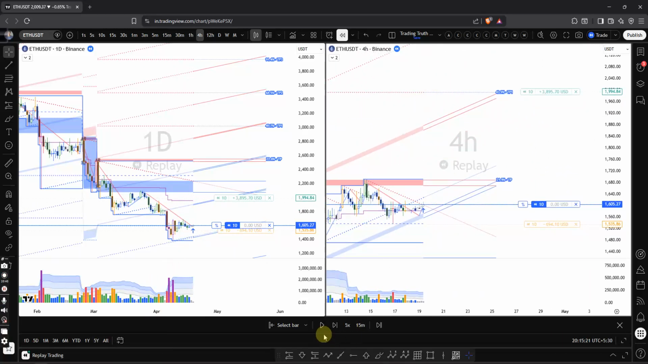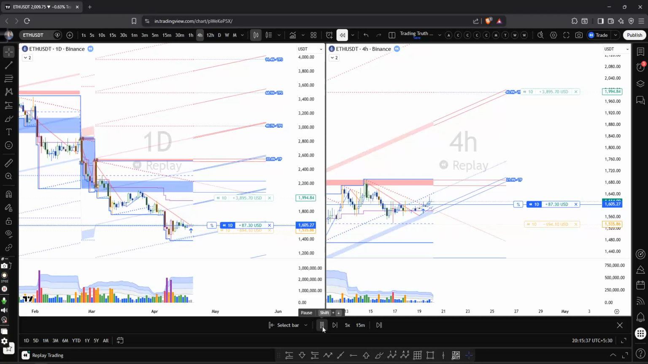So check this out. And also add some trade on the pullback as it goes up on this up wave. That's what I wanted to show you.